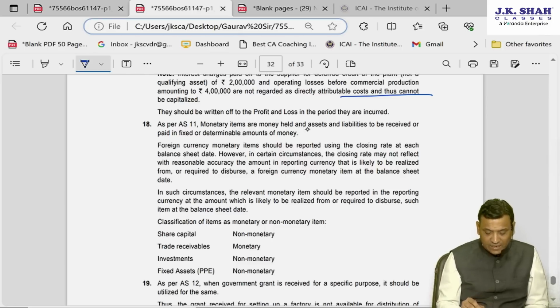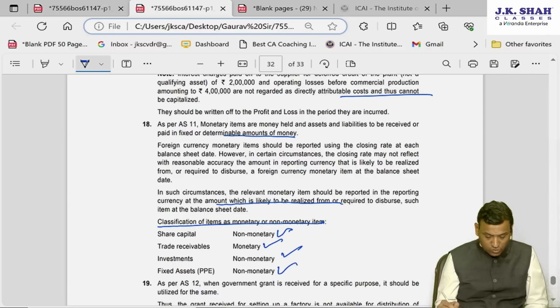Monetary items are monies held, and assets and liabilities to be received or paid in fixed or determinable amounts of money. Foreign currency monetary items should be reported using the closing rate at the balance sheet date. However, in certain circumstances, the closing rate may not reflect with reasonable accuracy the amount in reporting currency that is likely to be realized from or required to be disbursed on a foreign currency monetary item at the balance sheet date. In such circumstances, the relevant monetary item should be reported in reporting currency at the amount which is likely to be realized from or required to be disbursed. Classification: share capital non-monetary, trade receivable monetary, investments non-monetary, fixed asset that is PPE also non-monetary.